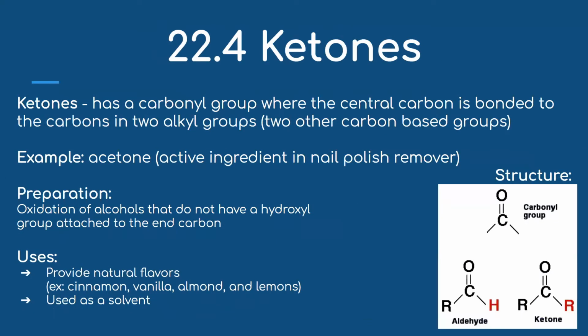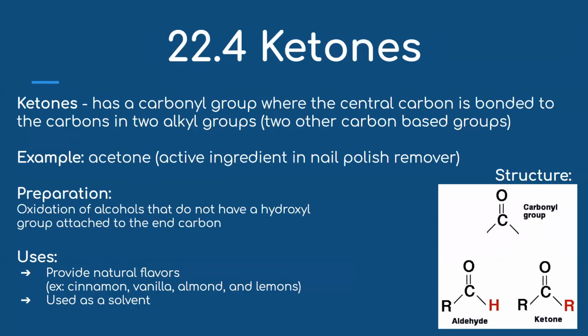Ketones are substituted hydrocarbons in which one or more hydrogens have been replaced with a carbonyl group, where the central carbon is bonded to the carbons in two alkyl groups, which are two other carbon-based groups. An example is acetone, an active ingredient in nail polish remover. The preparation is through the oxidation of alcohols that do not have a hydroxyl group attached to the end carbon. Some uses are to provide natural flavors and to be used as a solvent.